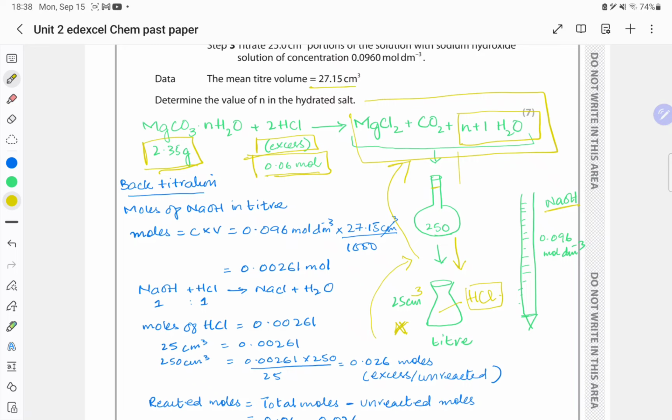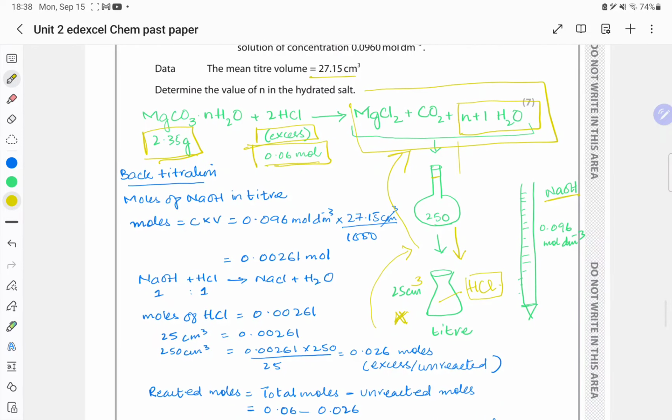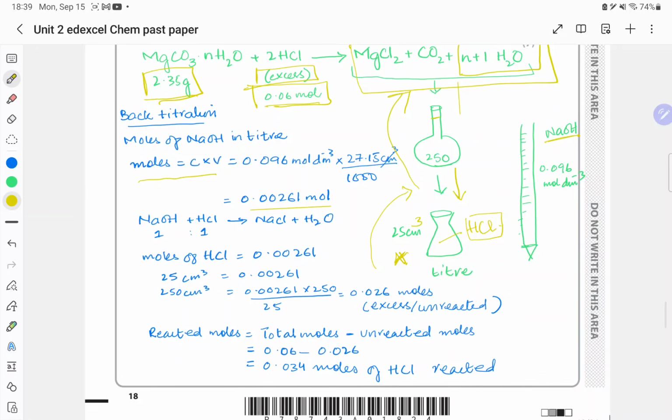So here you're going to find out the moles of sodium hydroxide in titer. The volume of the titer is already given. The moles of NaOH in titer, by using this formula, that's concentration times volume, and then obviously you have to divide it by 1000 in order to convert from centimeter cube to dm cube to get the moles. Now we have got the moles of sodium hydroxide, and in the neutralization reaction of sodium hydroxide and hydrochloric acid, the ratio is 1:1.